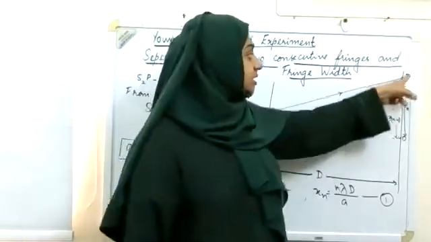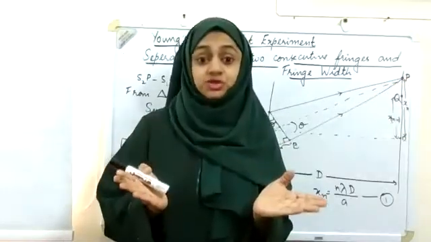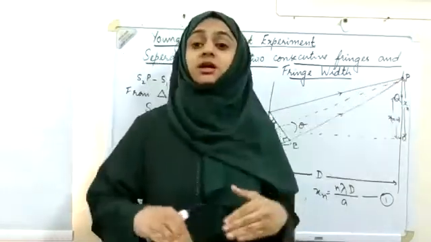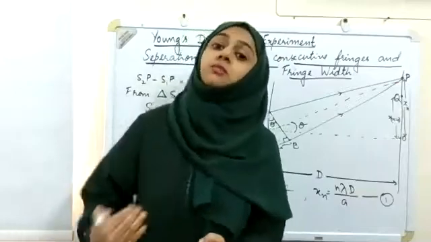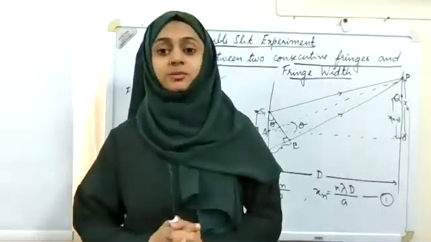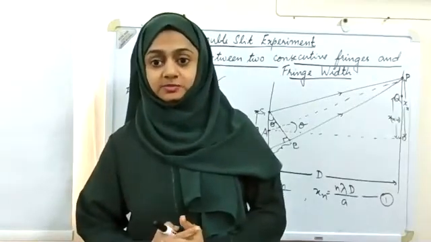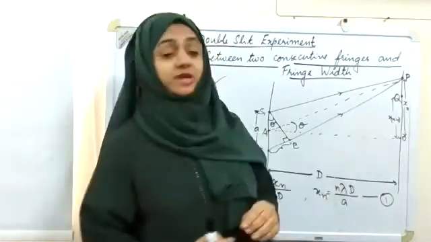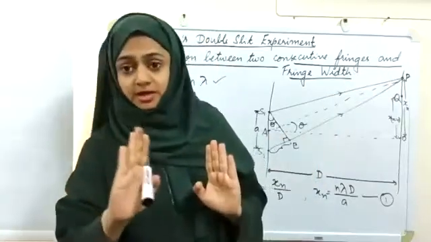So I am assuming that P and Q are bright fringes. P is the nth bright fringe, Q is the n minus 1th bright fringe, the bright fringe just before P. Is that clear now? Yes, teacher. Q also is a bright fringe. In between them, there will be a dark fringe.